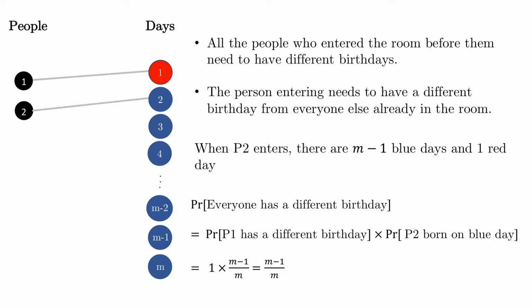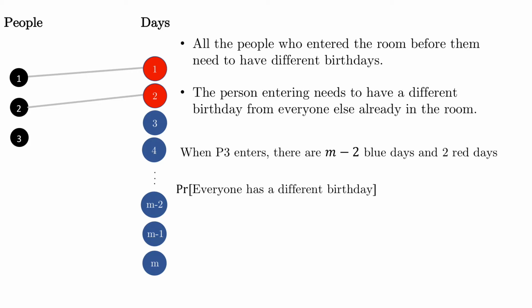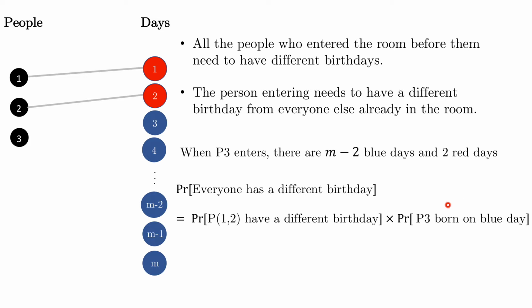Now suppose a third person walks into the room. For everyone to have a different birthday, using the principle we defined, both person 1 and 2 need to have different birthdays, and person 3 needs to be born on a blue day. From a previous slide, we know that the probability 2 people have a different birthday is (m-1)/m, and the probability that person 3 was born on a blue day is (m-2)/m, since there are m-2 blue days. And let's suppose person 3 was born on day 3.